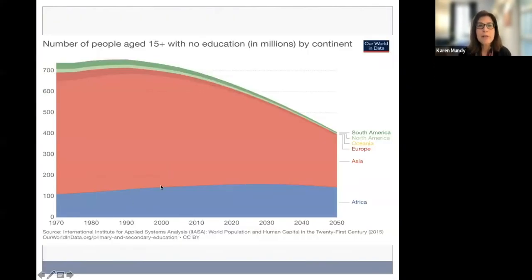This is a projection from this beautiful Our World in Data website. It's the number of people age 15 plus with no education. Again, you can see this very, very sharp drop. But when you look geographically, you see at the bottom this very worrying flattening, almost no drop at all overall in adults, people without education in sub-Saharan Africa.